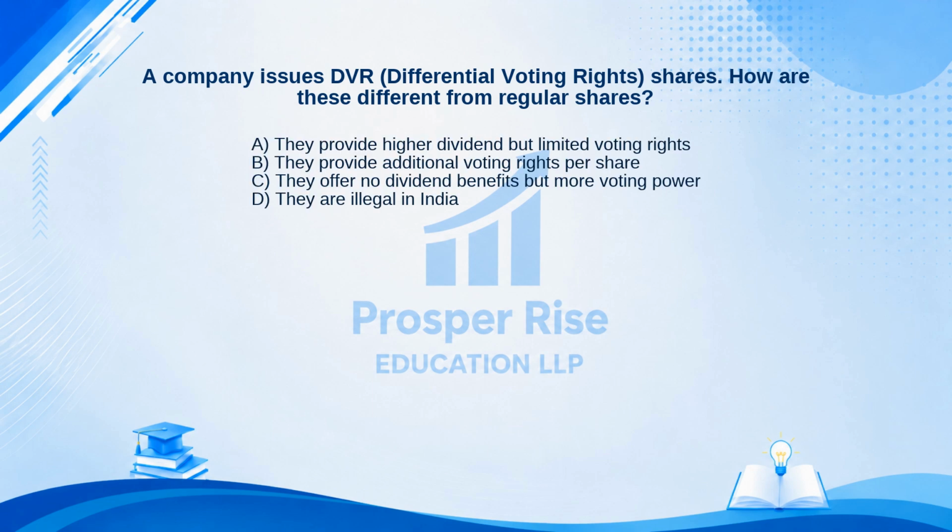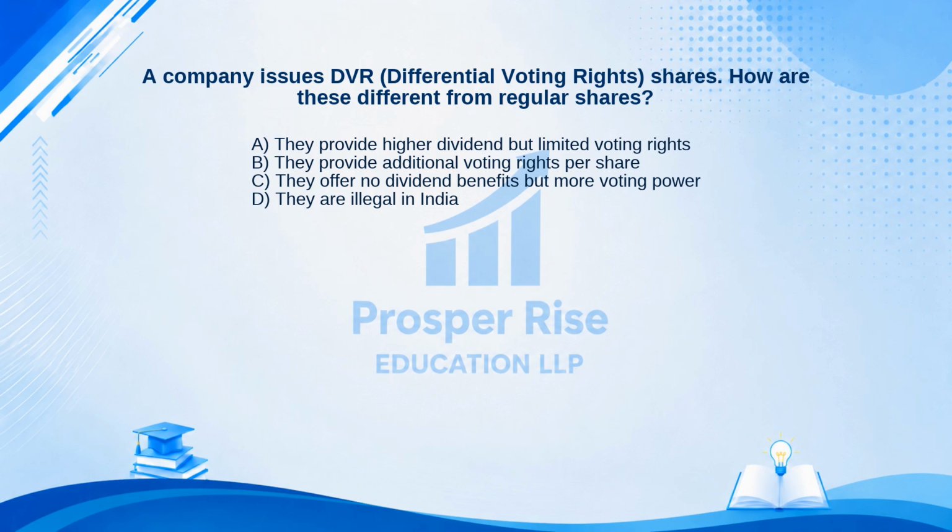Here are your options. A. They provide higher dividend but limited voting rights. B. They provide additional voting rights per share. C. They offer no dividend benefits but more voting power. Or D. They are illegal in India. Take a moment to pause the video and decide.